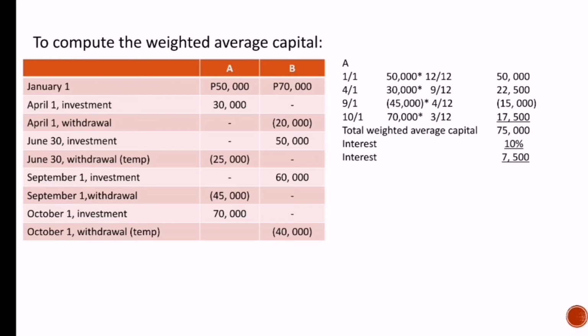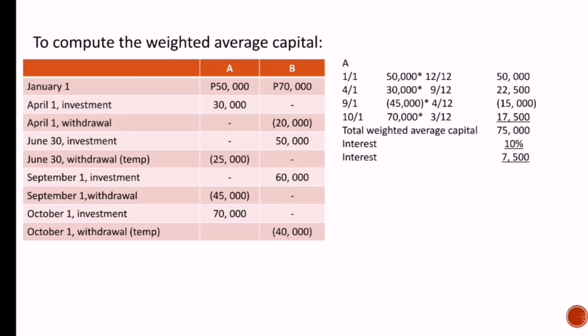So, halimbawa, yun nga, yung beginning balance na 50,000 for 12 months na gamit ni partner A ng partnership. Kaya 12 over 12. Tapos nag-additional investment si partner A ng 30,000, pero nung April 1 na. So, natitira lang na buwan para magamit ito ng partnership is 9 months na lang. Ganun din, pero nung June 30 withdrawal na 25,000, bakit hindi natin siya kinonsider? Kasi nga temporary withdrawal ito. So remember, tulad sa dinisscuss ko kanina, yung temporary withdrawal, ini-ignore natin siya as to computation of average capital.